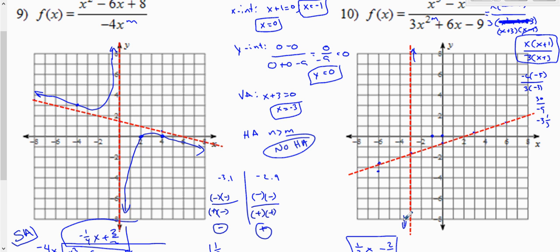Okay, so I'm going to be coming up here into that corner and then following the slant asymptote. Here I'm going to be going down through the first point below the x-axis and then through the 0, and then back up through that one and following the slant asymptote. And there is number 9 and 10. And we're done.